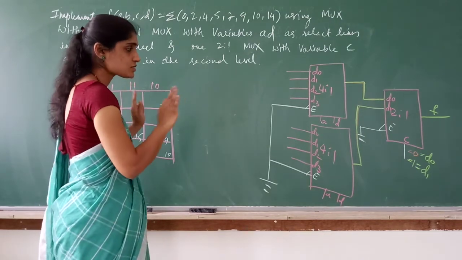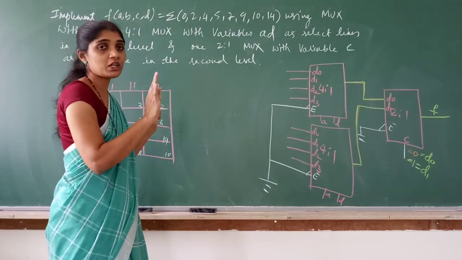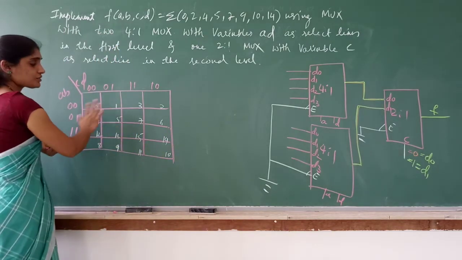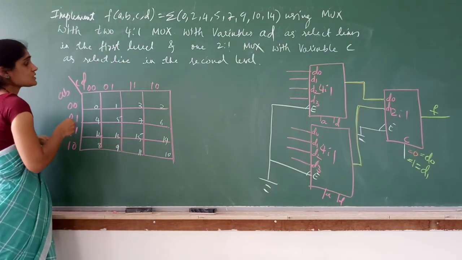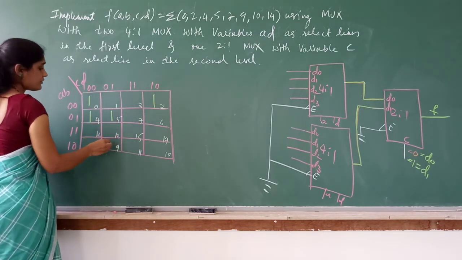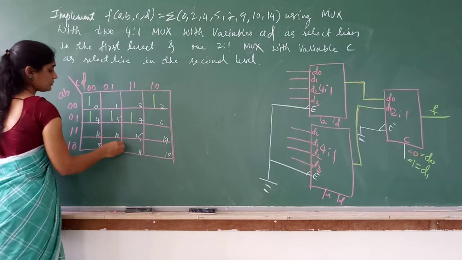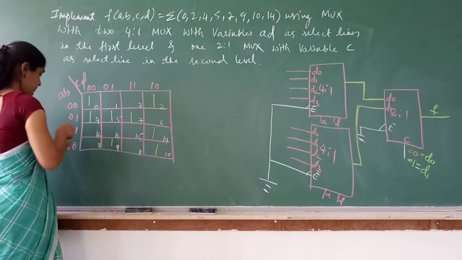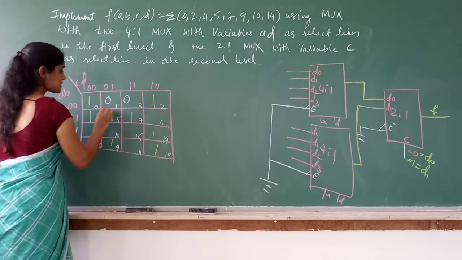We cannot do this in truth table method. Let us write the K-map for this. K-map, just the K-map I have kept it ready. Now I will write the min terms: 0, 2, 4, 5, 7, 9, 10, 14. Okay? Other cells are taking 0.